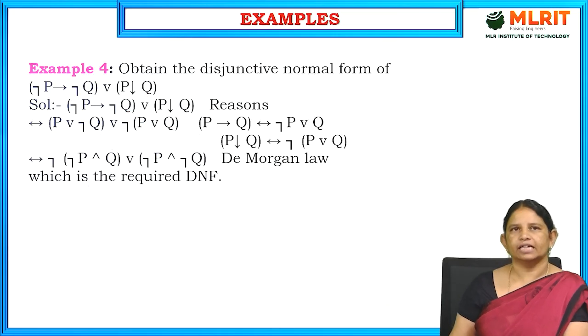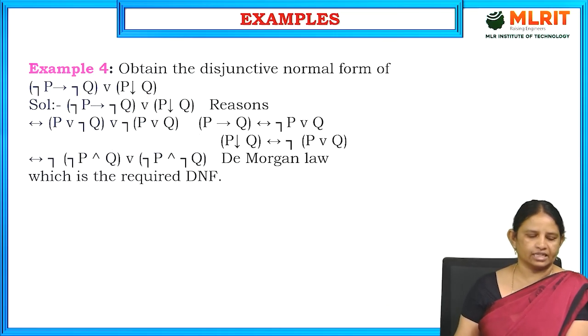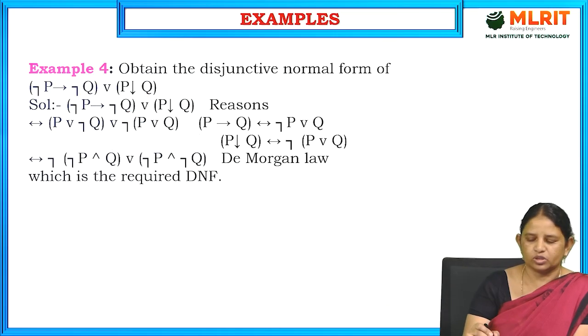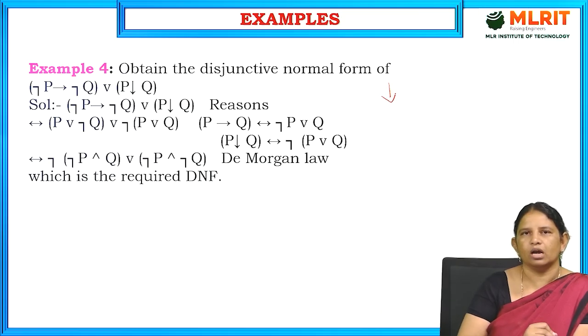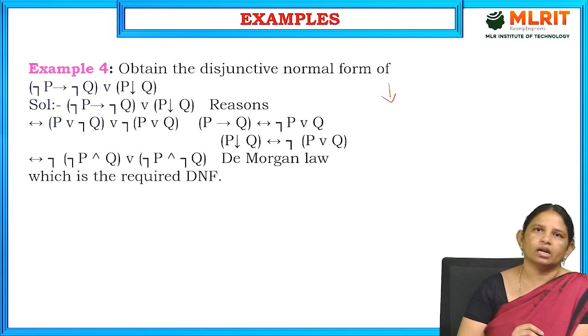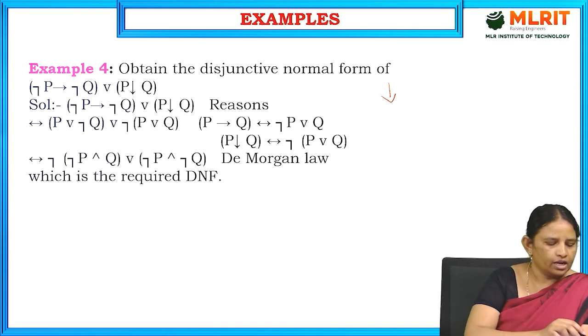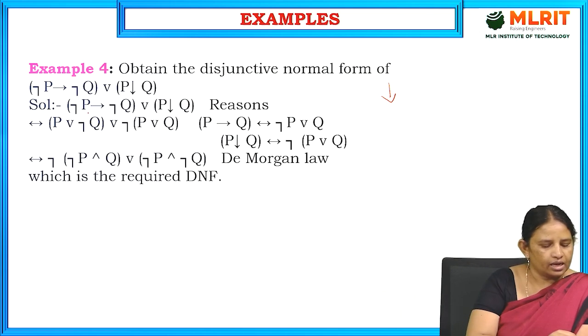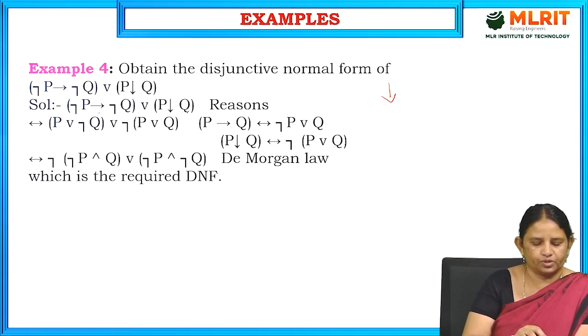Now look at the fourth example for the disjunctive normal form. There is one more special symbol called NOR. So what is the formula? We need to convert the statement into the required format of DNF. Next, negation P implies negation Q, or P NOR Q. This is the given statement.